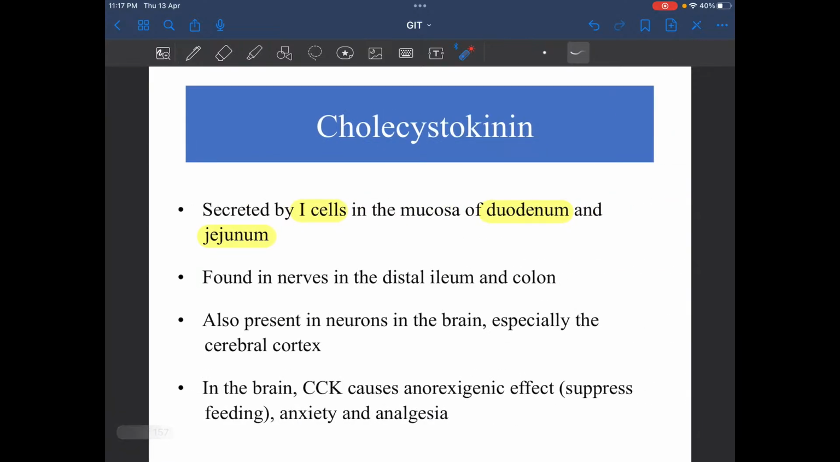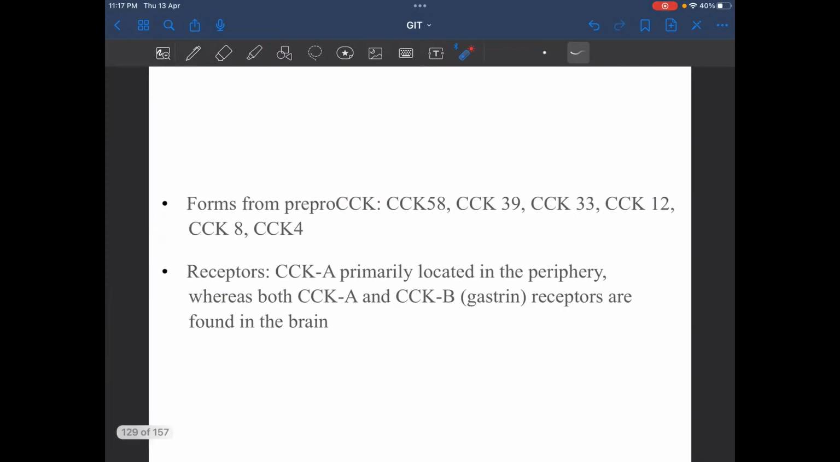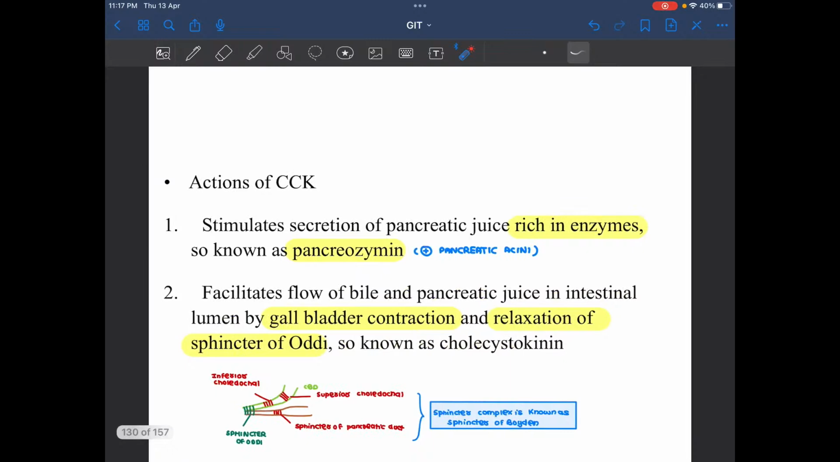Then we have the second type of hormone, that is the CCK, cholecystokinin. It's released by the I cells. Okay, they're not present in the stomach. They're present mainly in the duodenum and the jejunum. That's in the small intestine. Okay, and what is the CCK going to do? And how does it act? It works via the CCK-A receptors predominantly. CCK-B is for gastrin. CCK-A is for your enteric nervous system via the cholecystokinin.